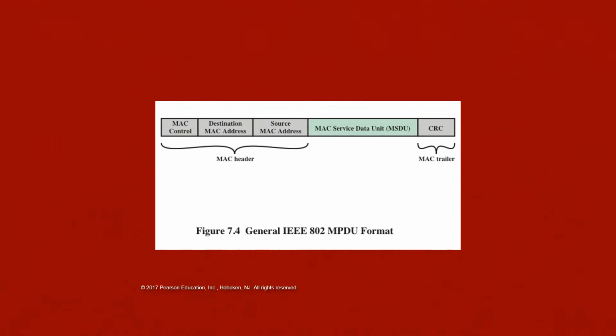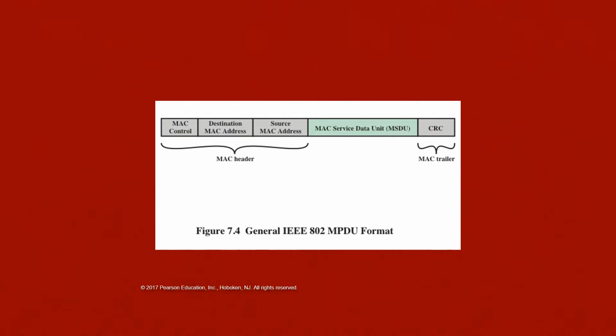Destination MAC address. The destination physical address on the LAN for this MPDU. Source MAC address. The source physical address on the LAN for this MPDU. MAC service data unit. The data from the next higher layer. CRC. The cyclic redundancy check field, also known as the frame check sequence, FCS, field.